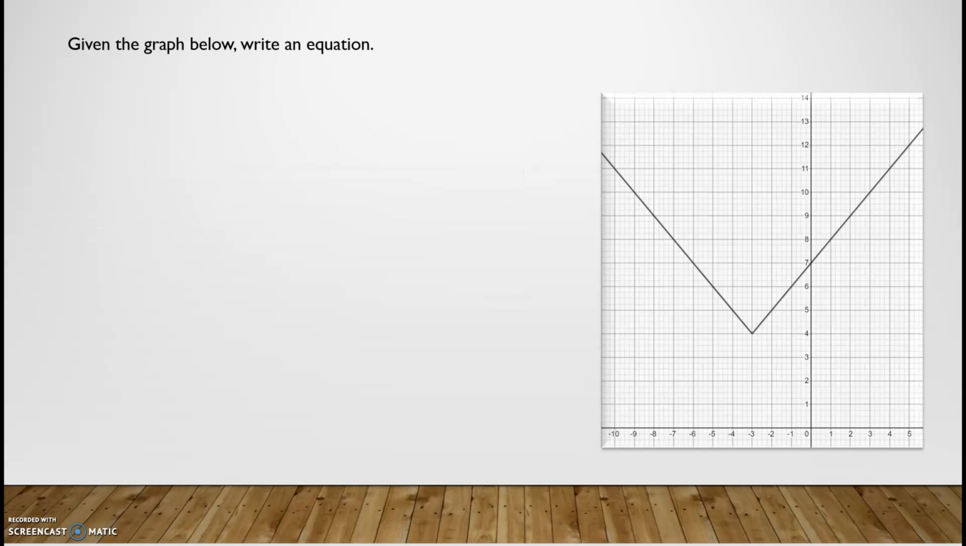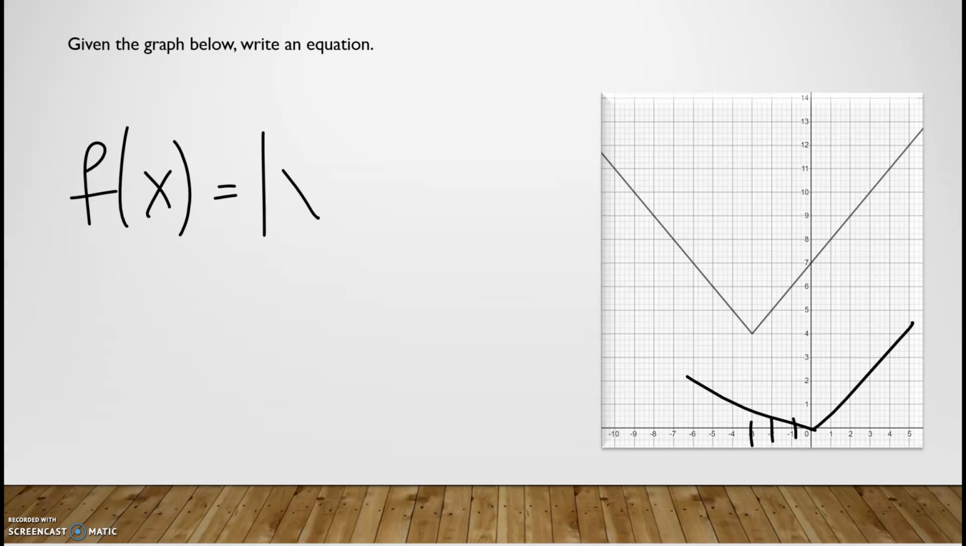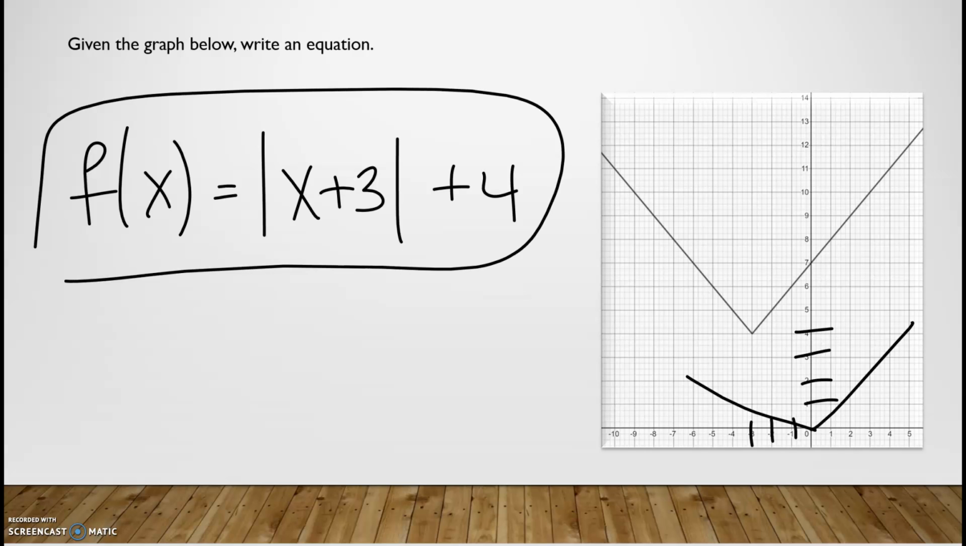Okay, if we look at this one, it's going upward in a V shape. We know that the original starts at 0 right here. Looks like it has moved over 1, 2, 3 to the left. So this is going to be x plus 3 since it went to the left. And then it moved up 1, 2, 3, 4, so plus 4 units up. So that would be the equation for this graph.